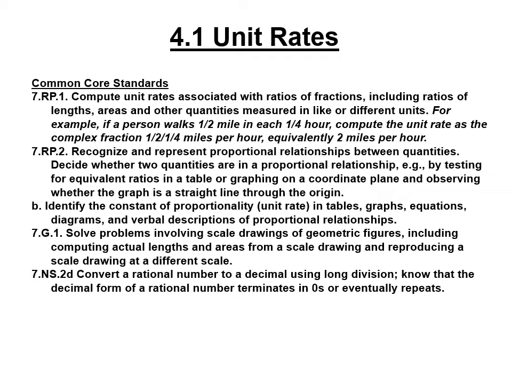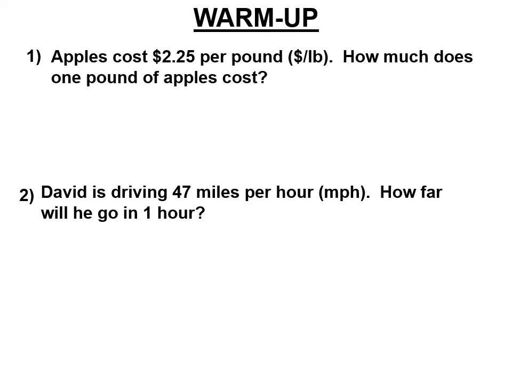Welcome to 4.1 Unit Rates. So apples cost $2.25 per pound. How much does 1 pound of apples cost? Well, hopefully some of you are saying this is a duh question. What does $2.25 per pound mean? It means the cost of 1 pound. When you see the prices at a store in per pounds or per ounce, they're for 1 pound or 1 ounce. So the answer to this is $2.25.